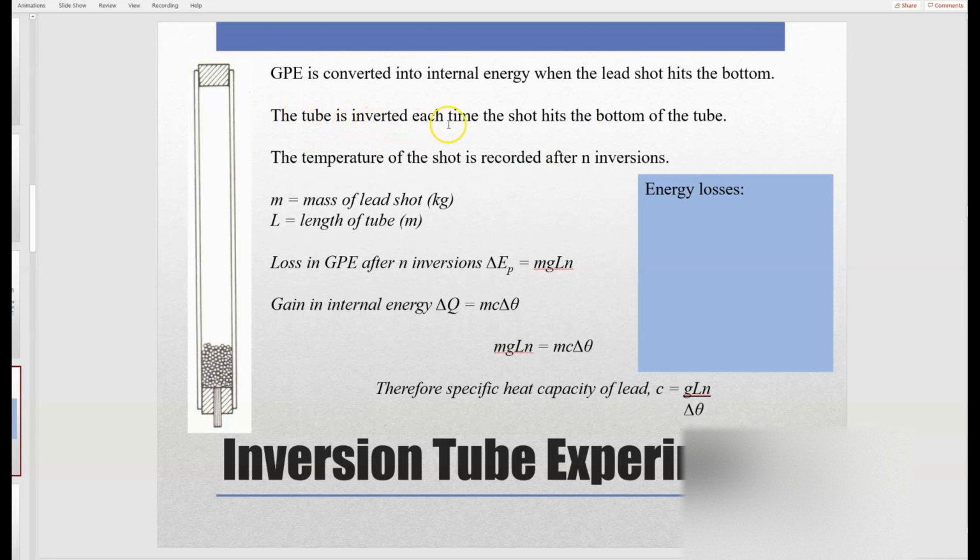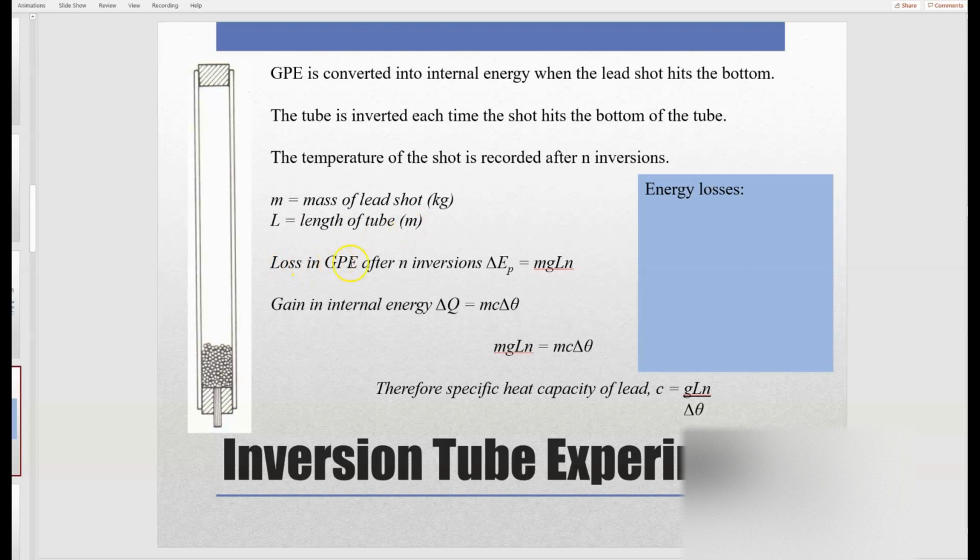Now, the tube is inverted each time, so you do it more than once. So when the shot hits the bottom of the tube, you tip it back up the other way. So the temperature of the shot is recorded after n inversions. So that could be 10, 20, 100 times of turning it upside down. So we're going to look at M, the mass of the lead shot. L is the length of the tube.